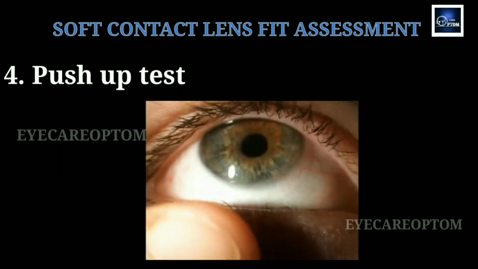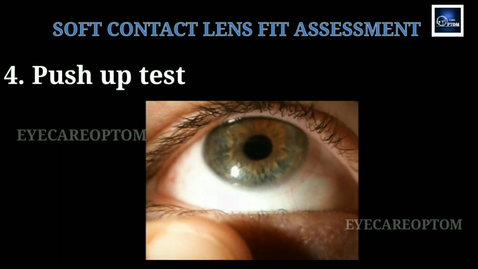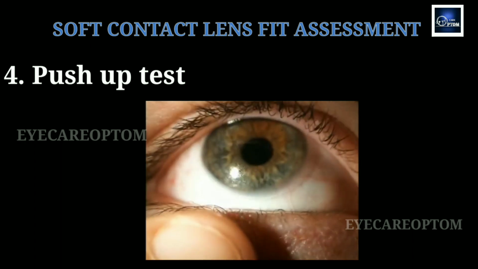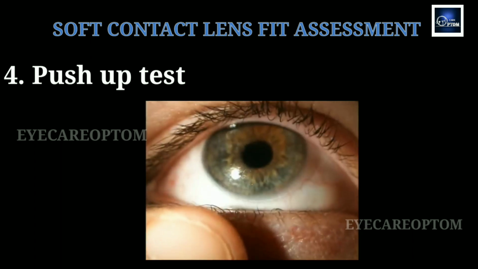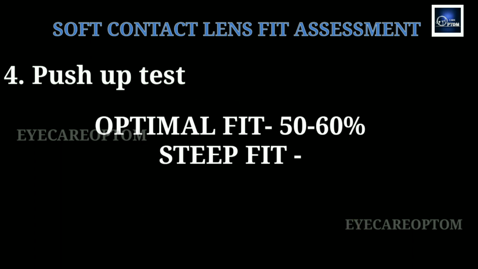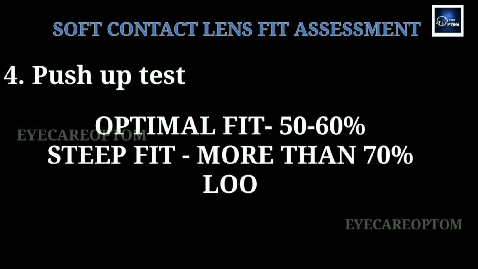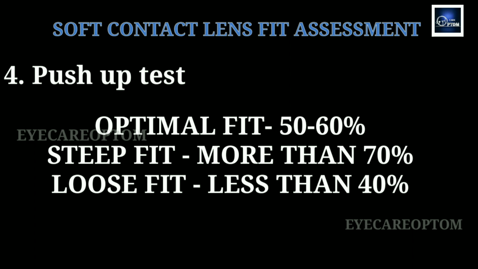Fourth one is push-up test. In this test, the lens will be pushed with the finger with the use of the lower lid. Here we need to observe two things. One is the pressure we are applying to push the lenses. In optimal fit, 50 to 60% pressure is needed to push the lenses. In stiff or tight fit, we need more pressure to push the lenses, more than 70%. In flat or loose fit, only less pressure is needed, less than 40%.